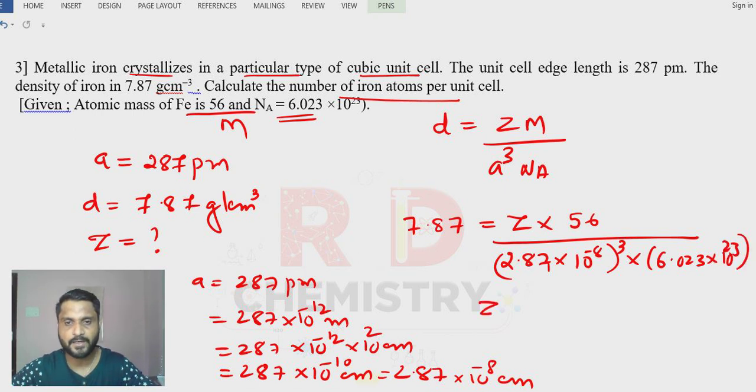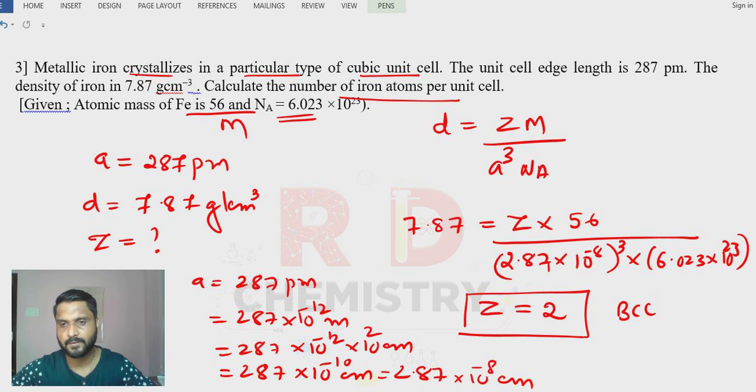So calculate that value. That value comes to be equal to 2. Okay, that means Z is equal to 2, it is a BCC. Okay. So for BCC that is equal to 2, and for FCC that is equal to 4, you have to remember. Okay, right? Clear?